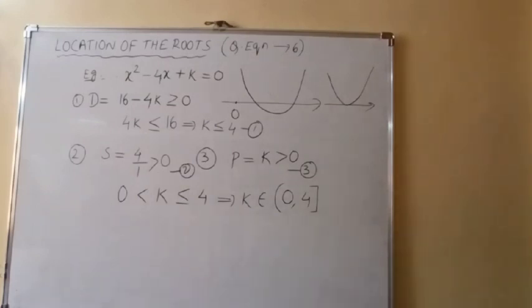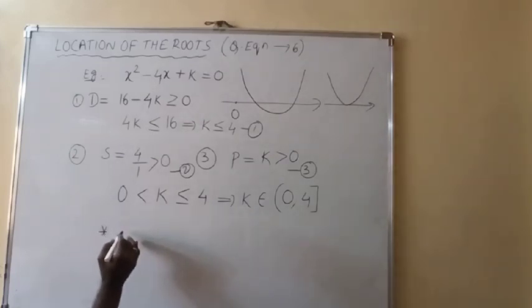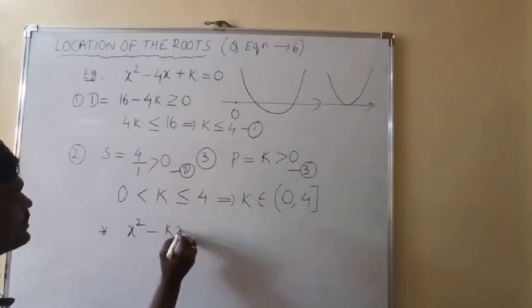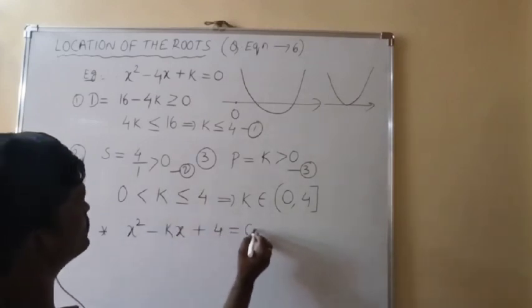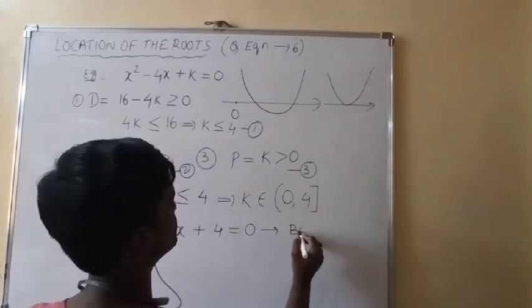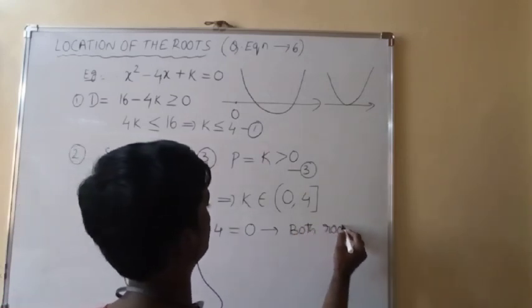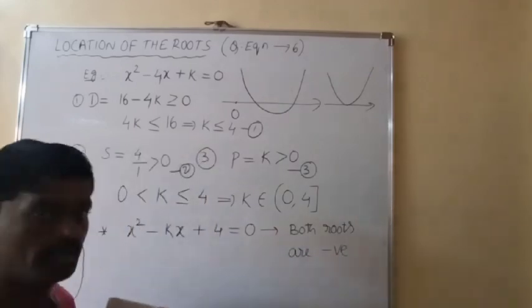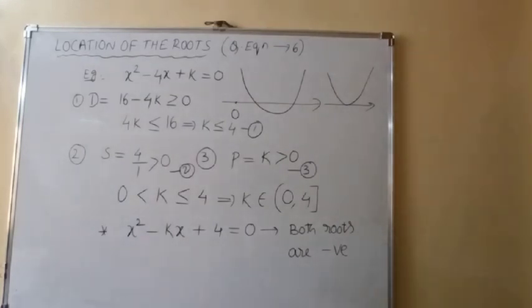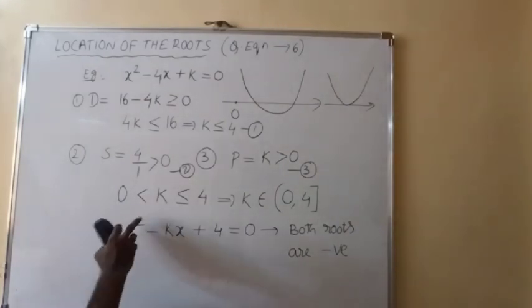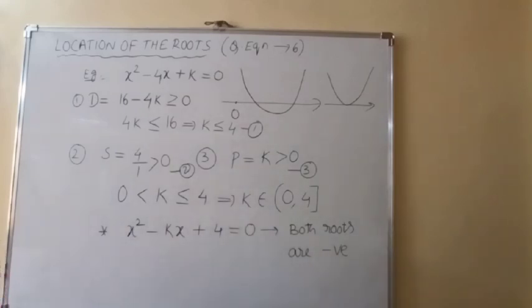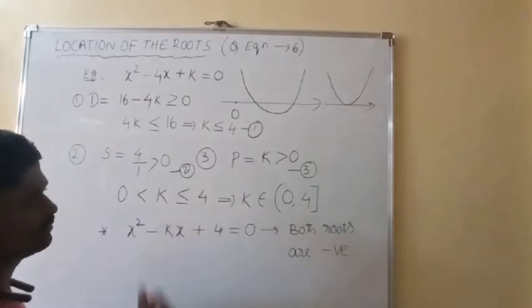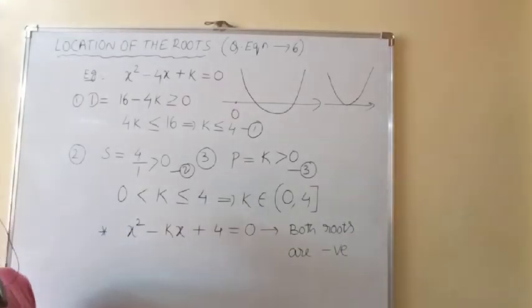Okay, the same model problem you take as homework for negativity. Take x squared minus kx plus 4 equal to 0. The condition is both roots are negative. These model problems are asked in JEE Mains and Advanced also, so concentrate on this part. Based upon the first case I did one problem; based upon the second case, you solve this problem as homework.